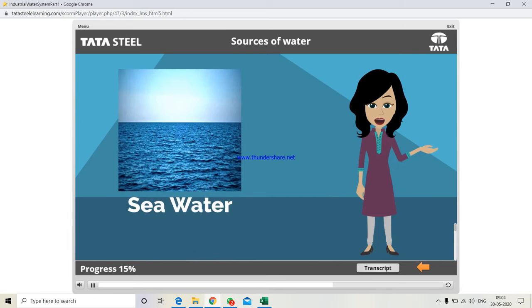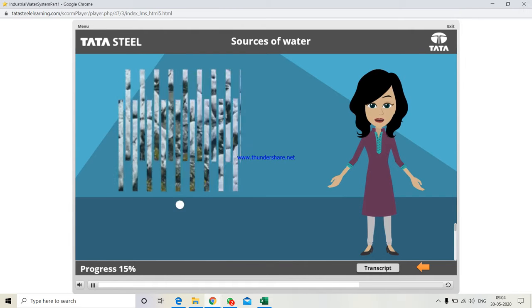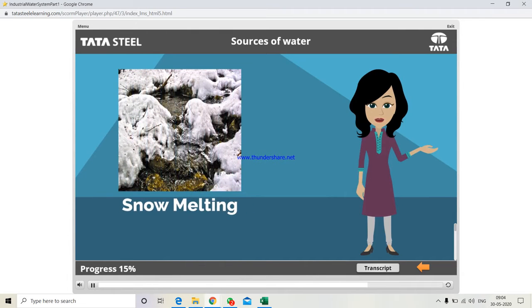Seawater. Our oceans and seas combined are very much the largest water source on earth. Snow melting. Freshly melted snow is generally considered to be safe to drink without further treatment. However, it should not be assumed that because water is frozen that it is safe to drink.